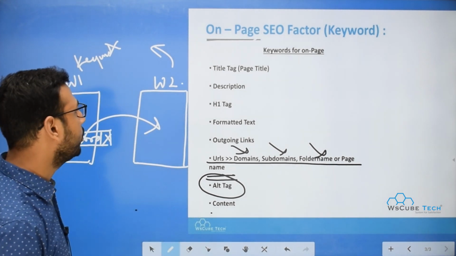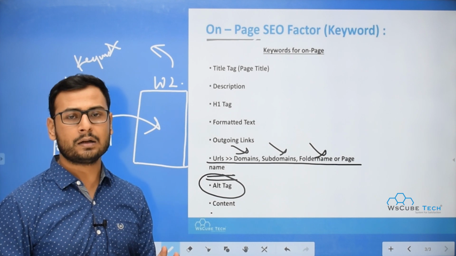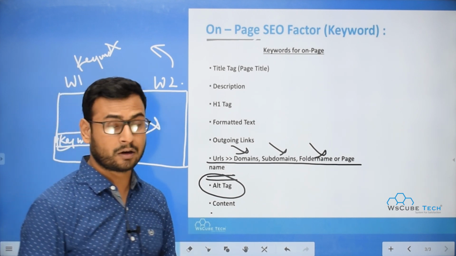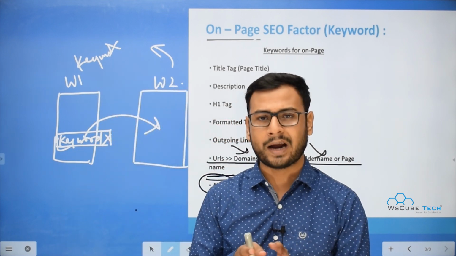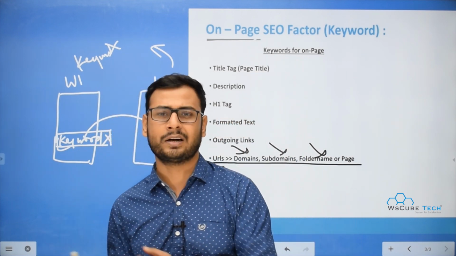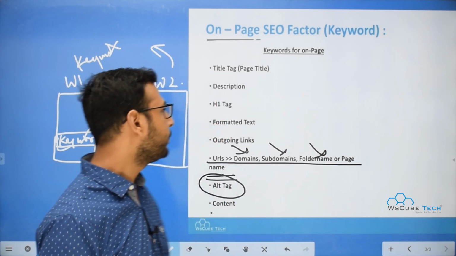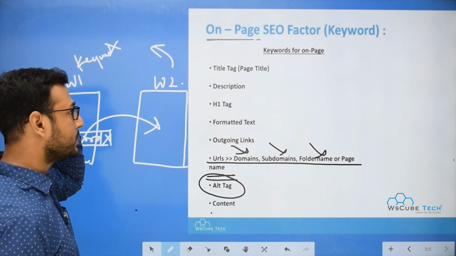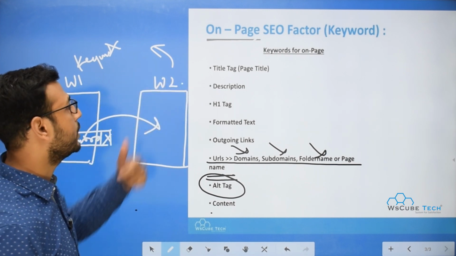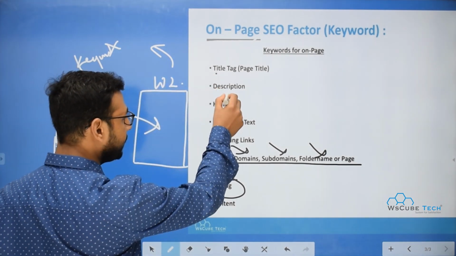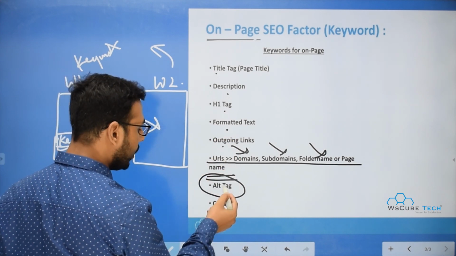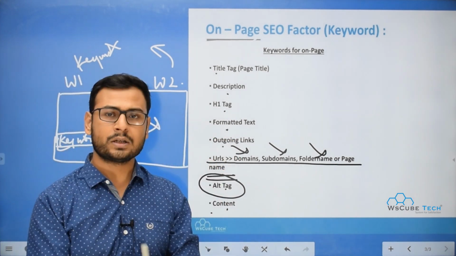Now coming to the conclusion, whenever we decide some keywords, we have finalized our list of keywords, and now we want to rank our web page on this set of keywords, then where do we have to put those keywords? The different elements present on our web page where we can put those keywords are: title tag, description, H1 tag, formatted text, outgoing links, URLs, alt tag, and content. So that's it for this particular video.